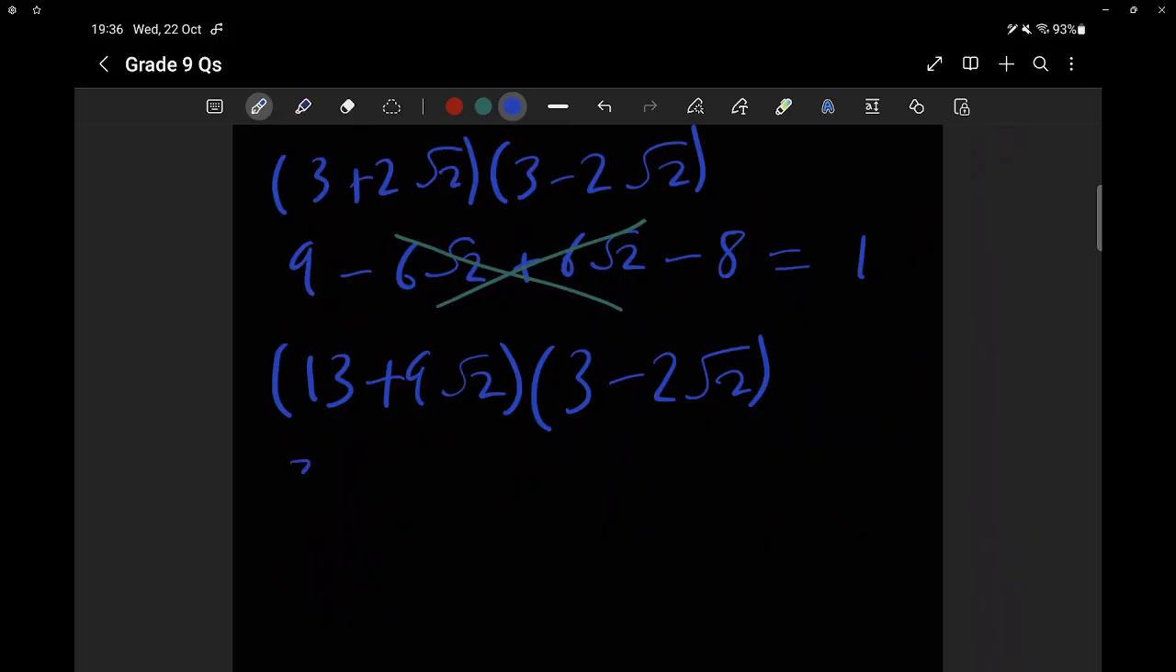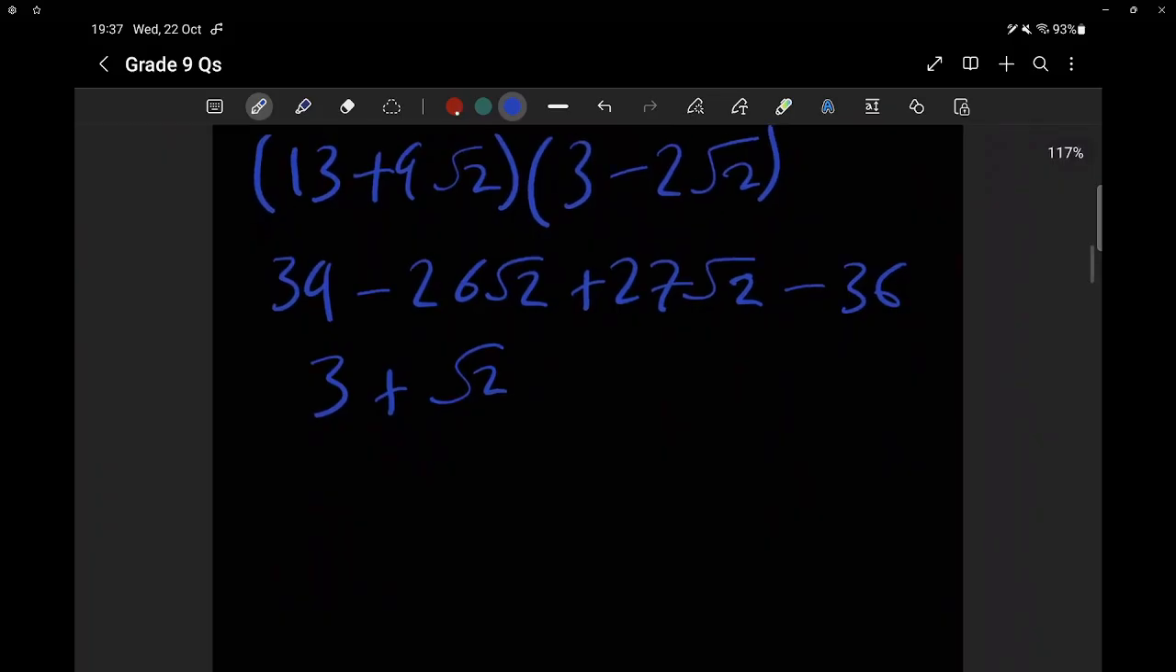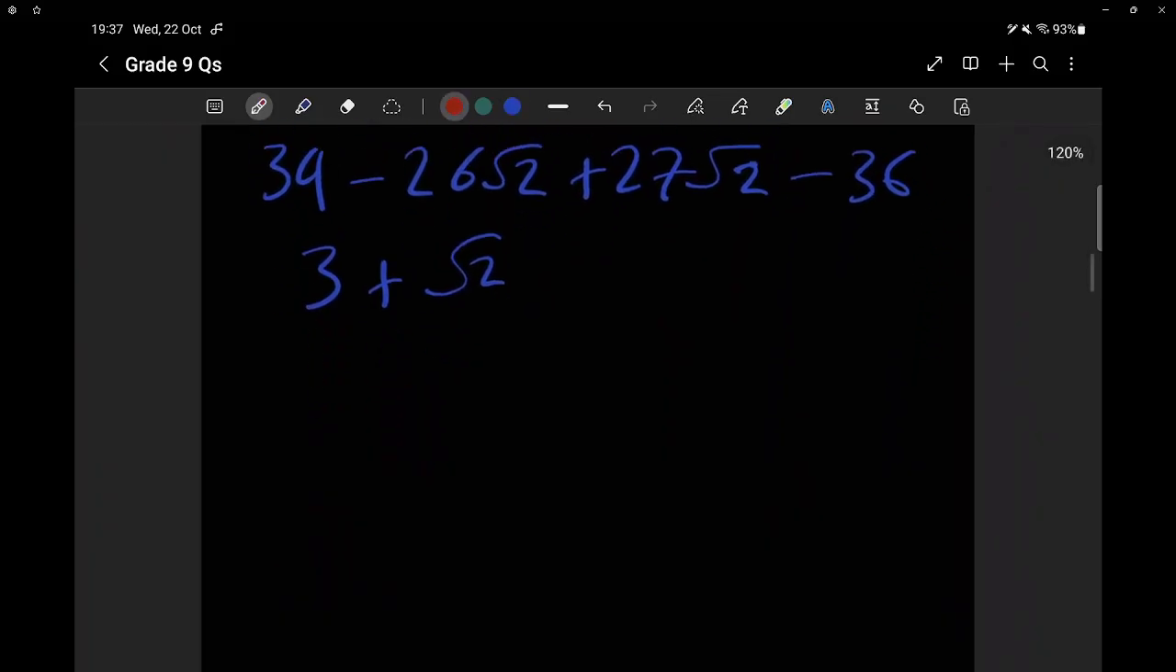13 times 3, 39, minus 26 root 2, plus 27 root 2, and then minus 36. Okay, then again simplify this. 39 minus 36 is 3, plus root 2. So that's our numerator, and if we put it all together, our denominator was 1. 3 plus root 2 divided by 1 is just 3 plus root 2.